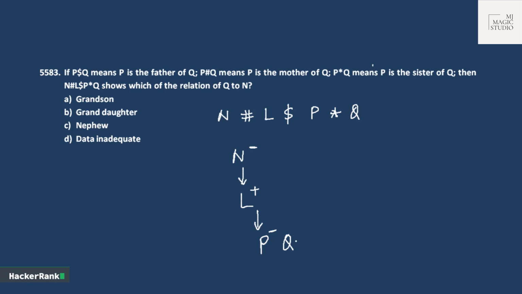Then what is the relationship between Q and N? Q is grandchild of N. But whether Q is son or daughter, we don't know. It can be either grandson or granddaughter. Data inadequate to give the entire data. P is sister of Q, but who is Q? We don't know. Option D is the pick.